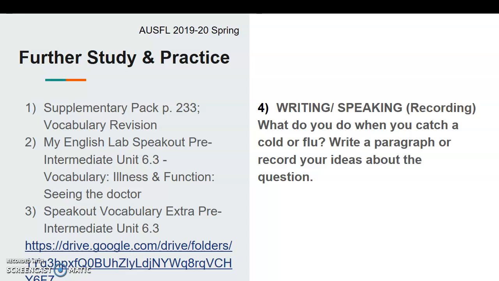Okay, so if you need more practice, please go to your supplementary pack on page 233 and do the vocabulary revision part. Or you can go to the My English Lab Speak Out Pre-Intermediate Unit 6.3 Vocabulary and Function part. And please click on the link to do extra practice. And as a last thing, think about this question. What do you do when you catch a cold or flu? Write a paragraph or record your ideas about the question.